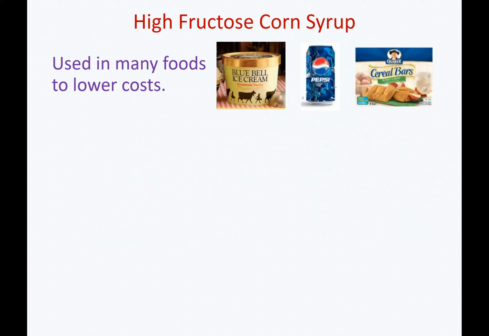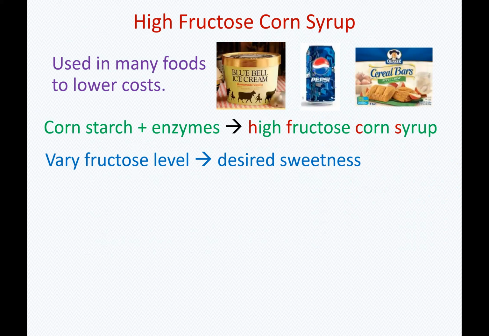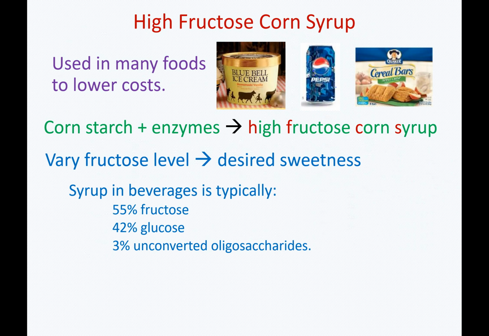Taking a closer look at high fructose corn syrup, it's used in many foods to lower costs, so lower quality products often use it to save money. You make it by taking cornstarch and treating it with enzymes, yielding high fructose corn syrup, meaning it has more fructose than glucose. You can vary the fructose level to get the desired sweetness, so different products might use a different high fructose corn syrup.